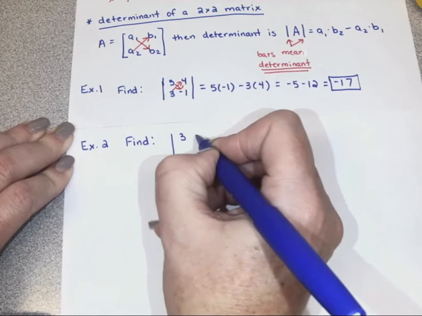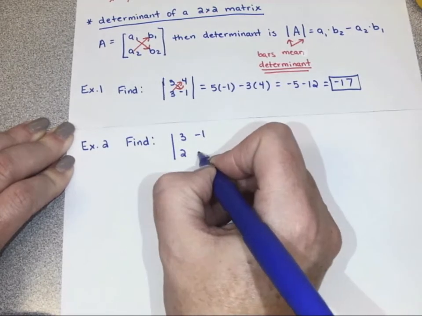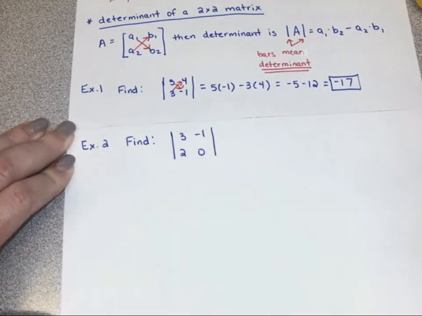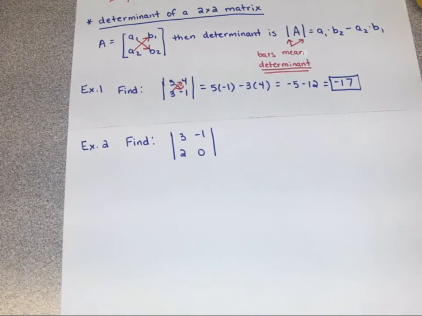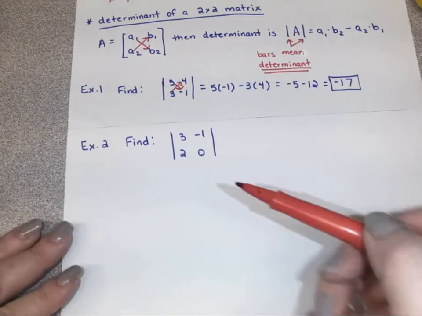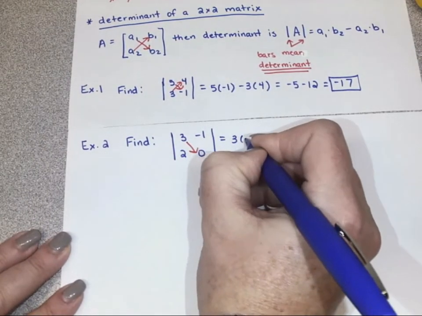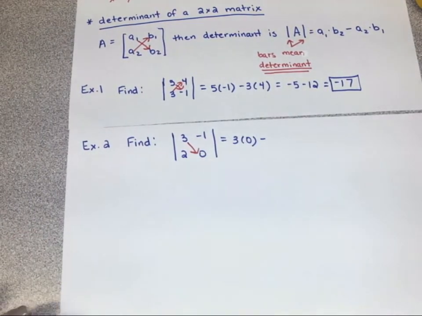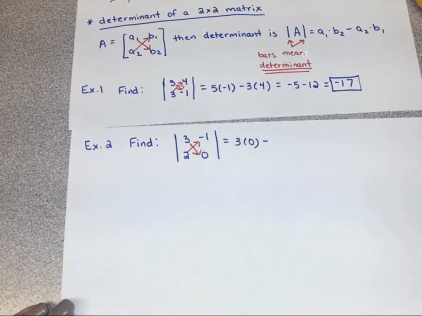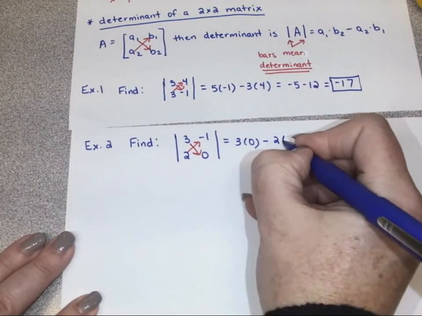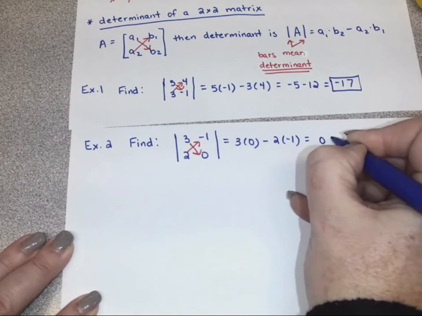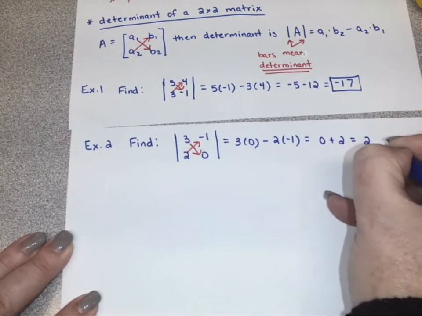So let's say that I asked you to find this determinant. And again, you're going to know that it means to do determinant based on the fact that there's a bar instead of brackets. So again, first I'm going to multiply down this way. Okay, so I'm going to do 3 times 0 minus whatever I get when I multiply up this way. So minus 2 times negative 1. So I end up getting 0 plus 2 or 2.